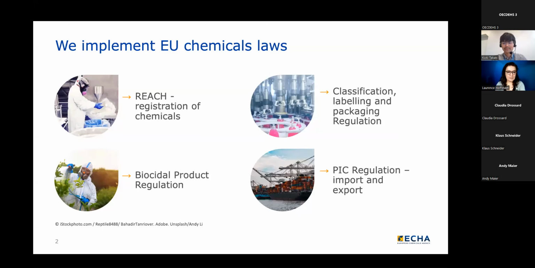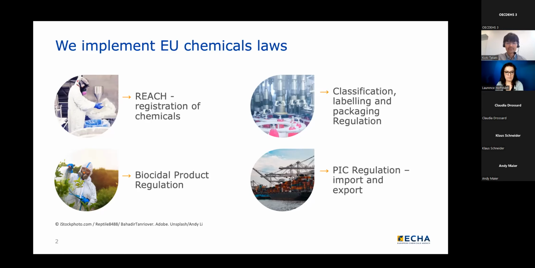So our agency, as most of you probably know, is located in Helsinki. We have colleagues from different countries in Europe, and we are responsible mainly for implementing EU chemicals regulations. So here you have the representation. Under REACH, companies producing or importing substances in the EU at more than 1 ton per year must register them. And now we have a database of over 20,000 substances used in the EU.